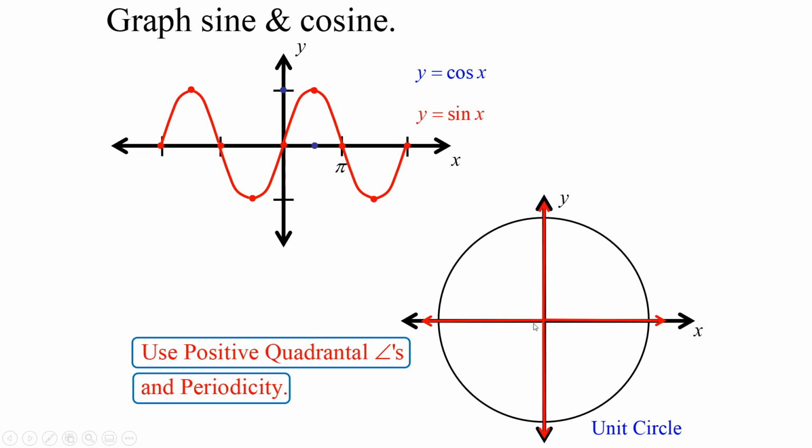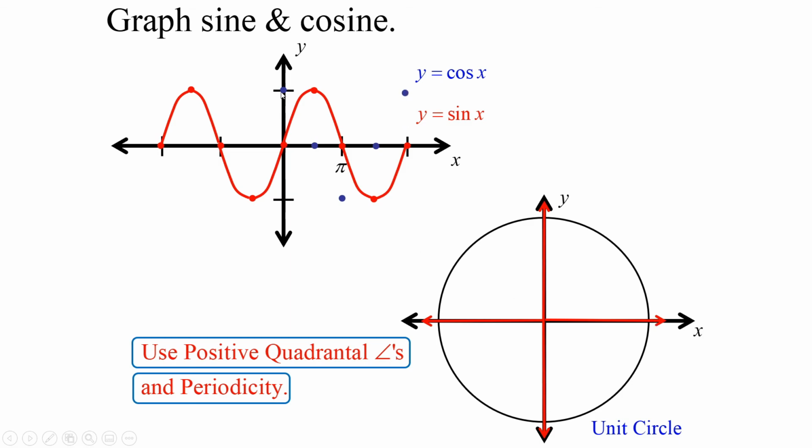And then let's go to pi. There's my pi right there. And what's this horizontal distance? -1. All right? And then let's go to 3 pi over 2. Right there. What's this horizontal distance right here? Well, the x-coordinate of that point right there is 0. And then we get back to 2 pi, which is equivalent to 0 radians right there. And again, my horizontal distance right there is 1 unit.